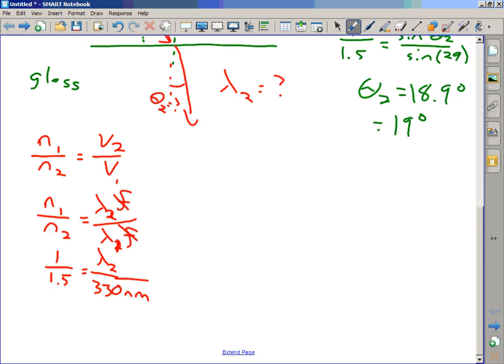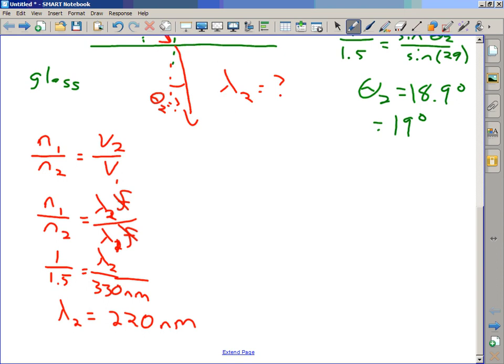Now, when in doubt, convert back to base units. Since there are no other units in here, I can leave this in nanometers, and my answer will come out in nanometers. But when in doubt, if you were struggling with this, put 330 times 10 to the negative 9. So 1 over 1.5 times 330 nanometers gives me what? 2.2 times 10 to the 7, so 220 nanometers.